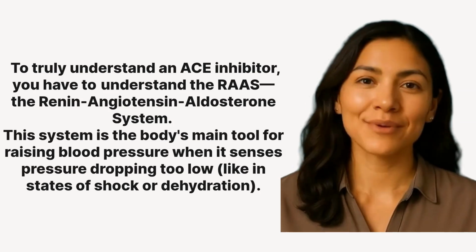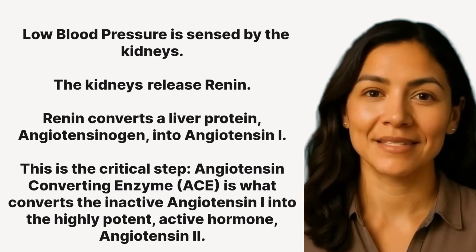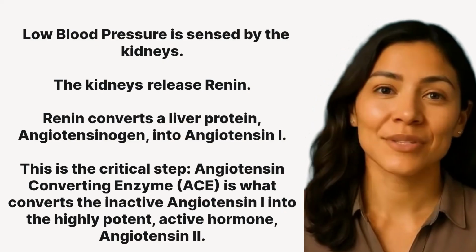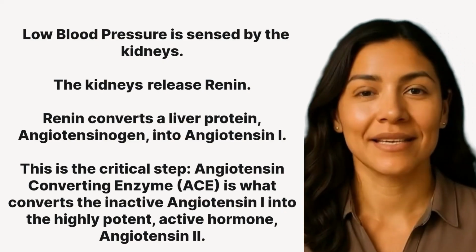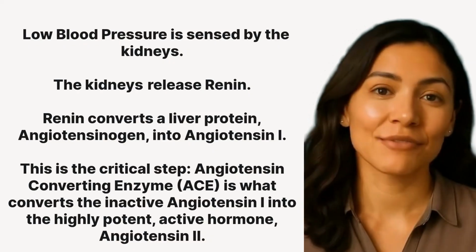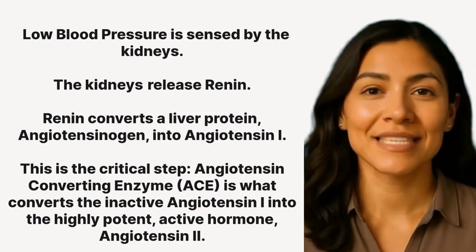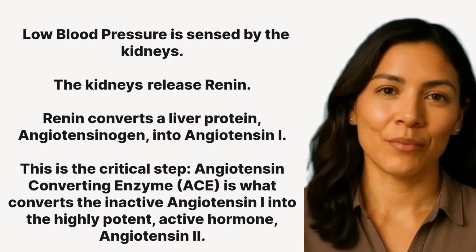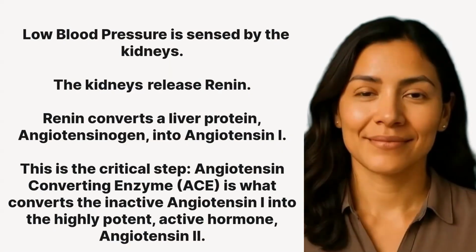Here is the RAS pathway in a nutshell. Low blood pressure is sensed by the kidneys. The kidneys release renin. Renin converts a liver protein, angiotensinogen, into angiotensin 1. This is the critical step. Angiotensin-converting enzyme, ACE, is what converts the inactive angiotensin 1 into the highly potent active hormone, angiotensin 2.